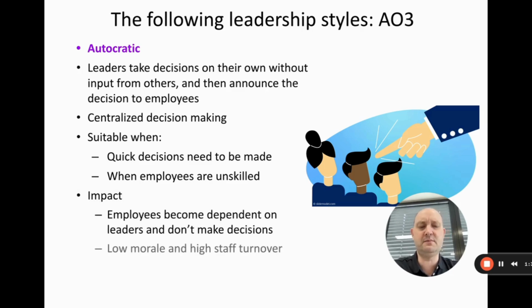But clearly there's going to be some impact on employees. And if employees are not contributing to any decision making and the leader's making all the decisions, then you can argue that employees are going to become dependent on the leaders, and they're never going to make decisions themselves because they're used to the leaders actually making decisions. So you can end up with employees being robotic and not thinking and just following what everyone tells them to do. And in general, autocratic will lead to low morale and high staff turnover because employees don't feel like they're involved in what's going on in the business.